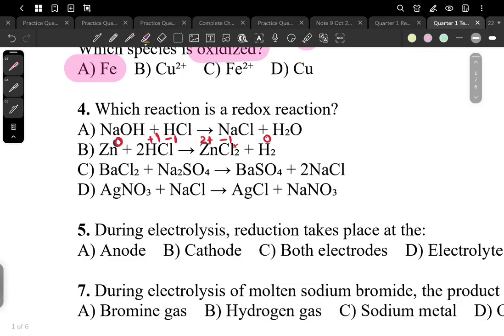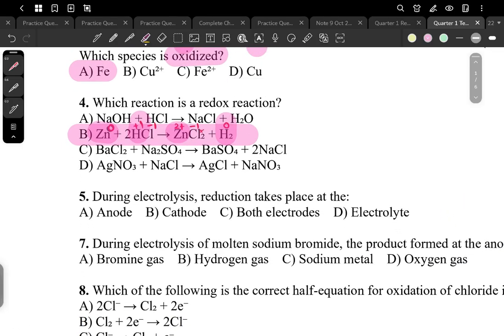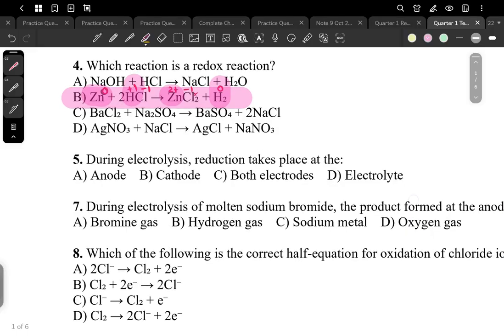So it's obvious that the zinc has been oxidized by increasing the oxidation number from 0 to 2, and also the hydrogen has been reduced as the oxidation number got reduced to 0. So this is the only redox reaction that happens here. Oxidation happens to the zinc, and reduction happens to the hydrogen.